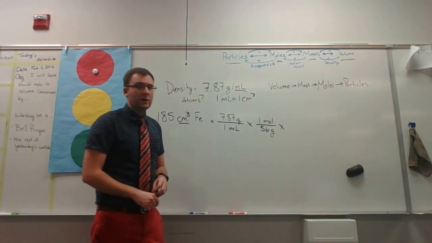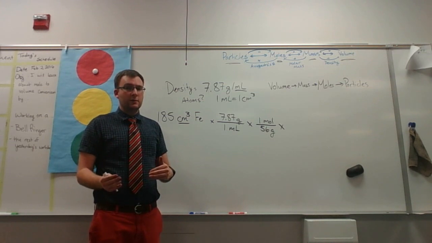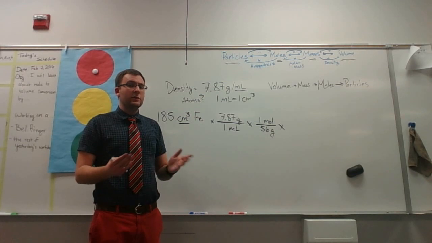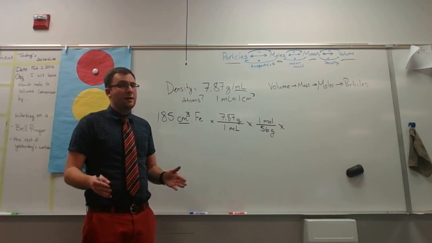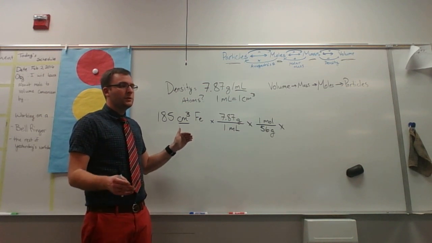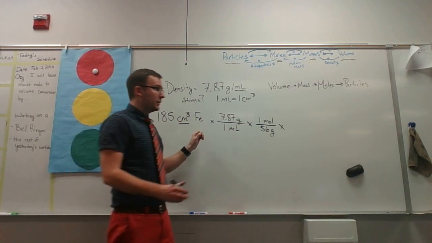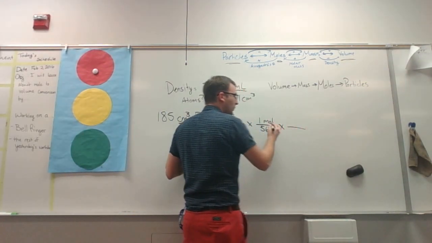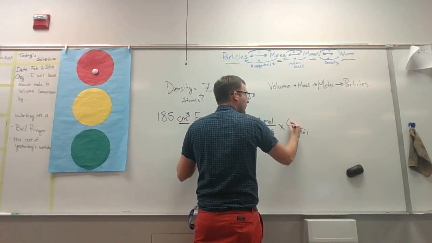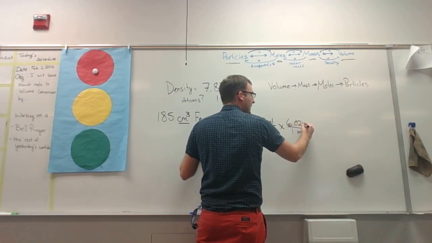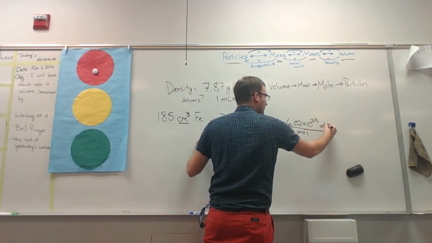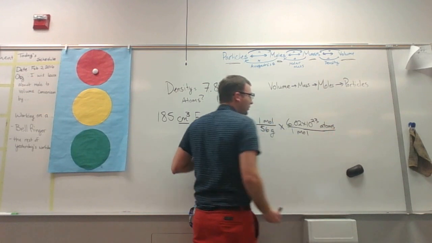My last conversion is between particles and moles. That means I need Avogadro's number, which states that 1 mole equals 6.02 times 10 to the 23 of anything. In this case, it's going to be 6.02 times 10 to the 23 atoms of iron. So since I want to get rid of my moles, I put 1 mole below the line. Above the line goes 6.02 times 10 to the 23. And in this case, it's atoms. I need to extend that line a little bit. It's a large number.